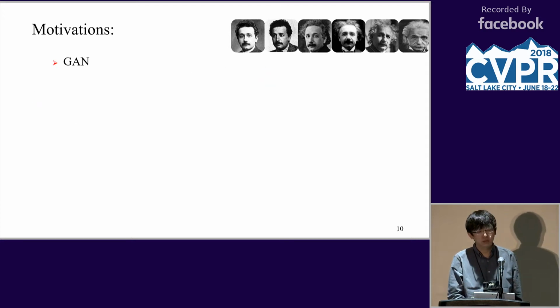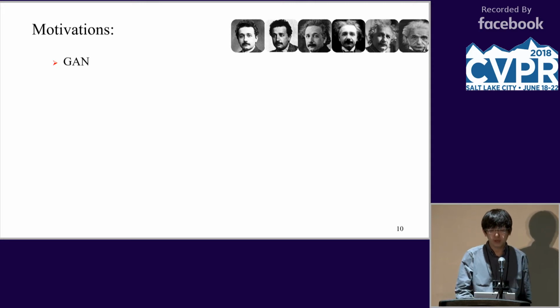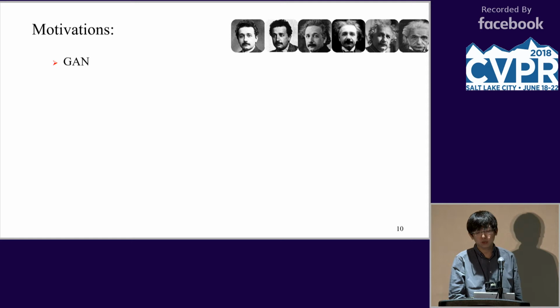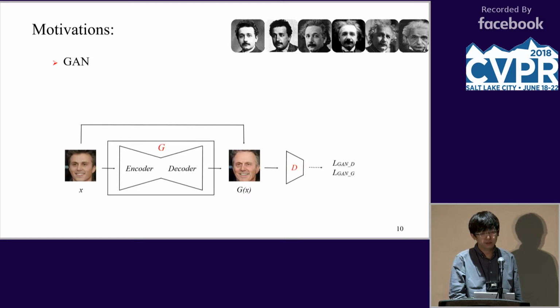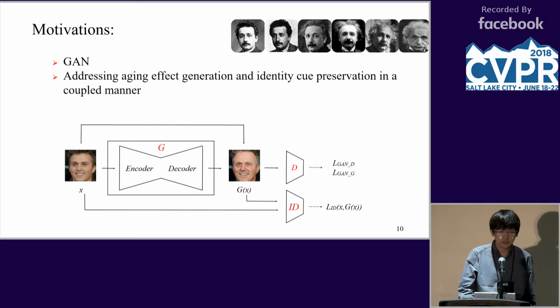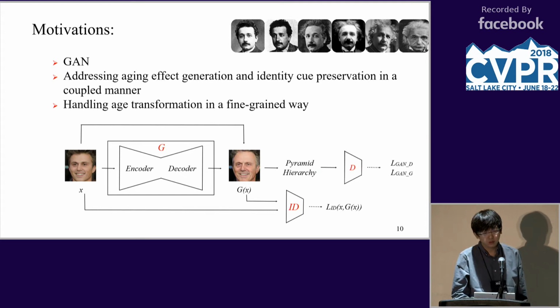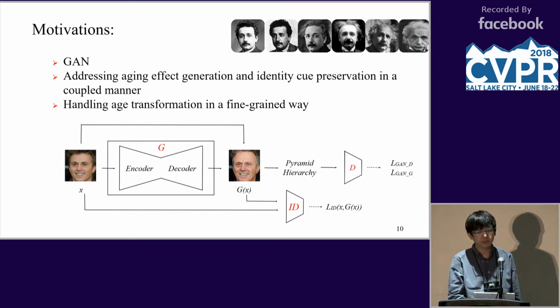So here are our motivations. First, we use the GAN framework since it proves effective in generating visually appealing faces conditioned on pre-images and doesn't require matching pairs of samples in training. Second, we address aging effect generation and identity preservation in a coupled manner. Third, we handle age transformation in a fine-grained way.